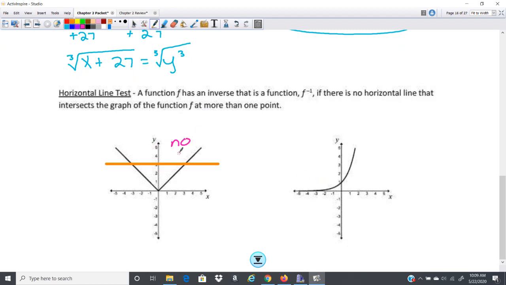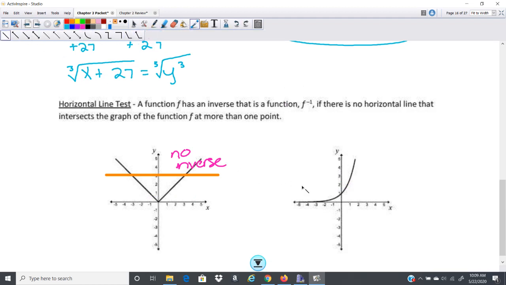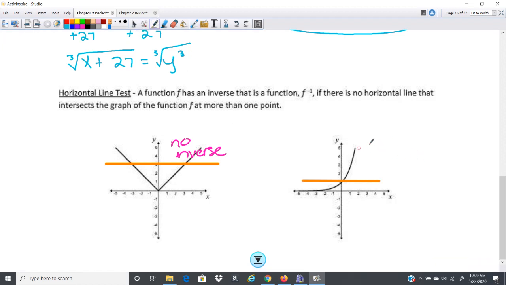Okay, no inverse. Okay, and then here, let's see. Draw a horizontal line. Okay, I only intersect the graph 1 time. I know here this looks like it's going horizontal, but it's not, it's just approaching horizontal. So then yes, this one has an inverse.